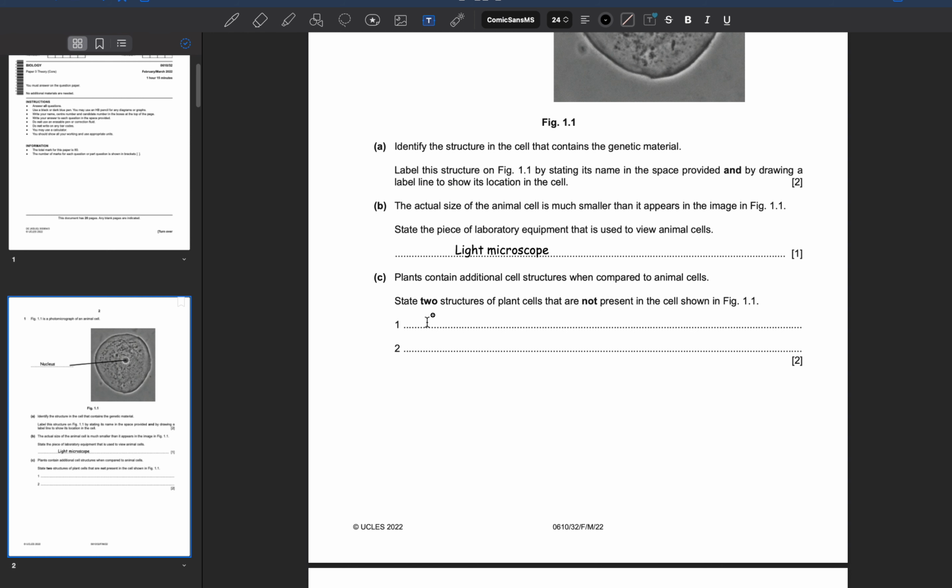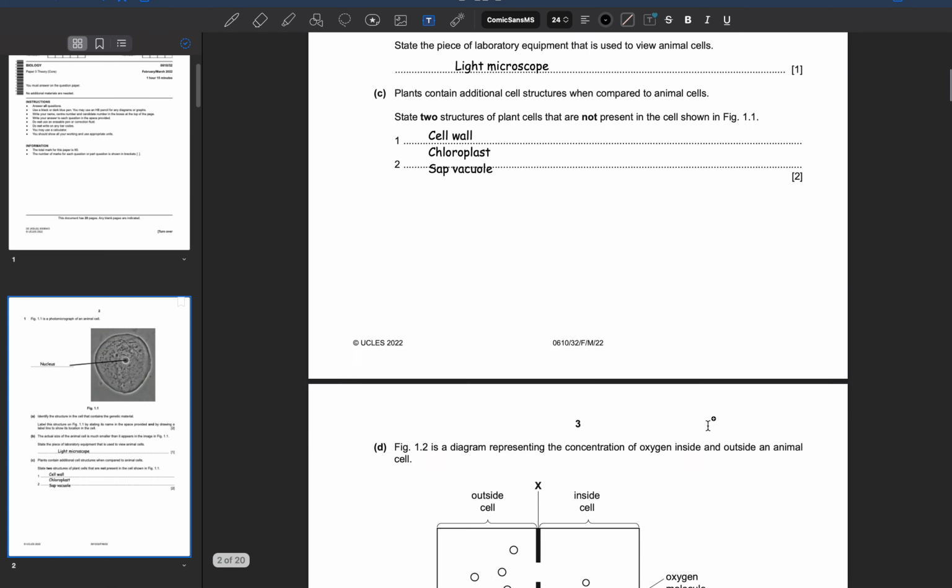I only write the names of the things that are in the plant cell and not present in the animal cell. We have 3 main structures: cell wall, and we have also chloroplast and the sap vacuole. So I can write sap vacuole or I can write large permanent vacuole. Any 2 of them will be correct, I don't need to write all three. I can write cell wall and chloroplast to take the 2 marks.